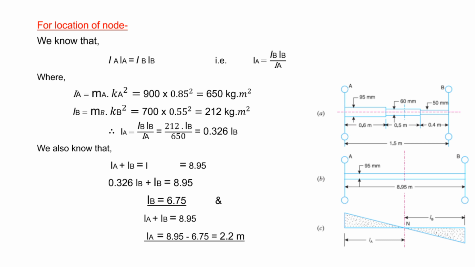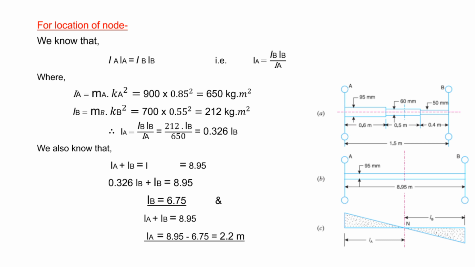We also know that LA plus LB is equal to L, and the total L of the torsionally equivalent shaft length we know, that is 8.95, and LA, whatever we have found previously, is 0.326 LB. Put in the equation, then we will get 0.326 LB plus LB is equal to 8.95. Solving this, we will get LB value as 6.75. Put this LB value in the above equation of LA plus LB is equal to 8.95. We will get LA is equal to 2.2 meter as well. Do this calculation by pausing the video once again and check whether the LA and LB values are the same or not. This is the location of the node point.